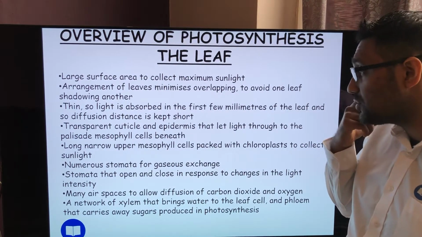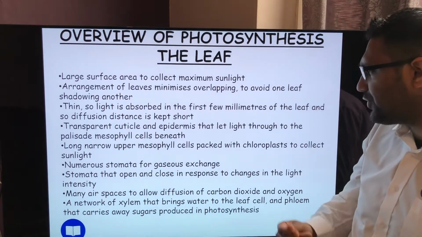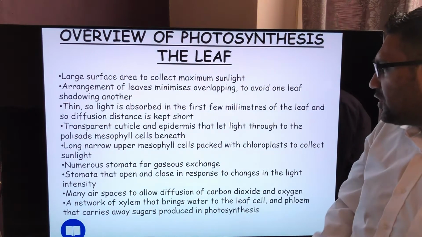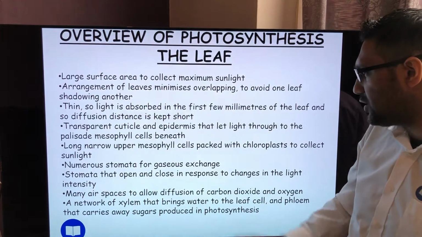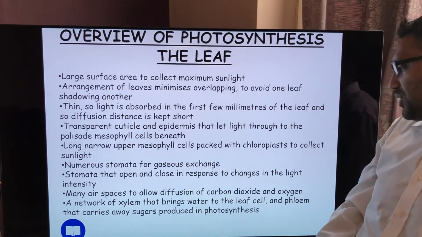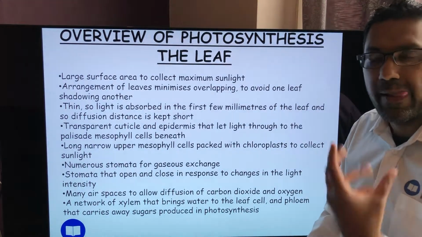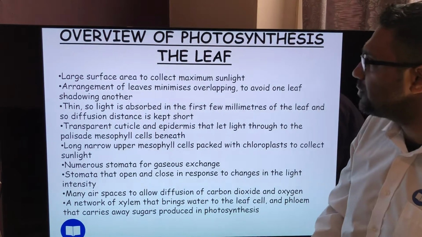And you've got lots and lots of stomata on the underside, and they can open and close depending on the light, so at night time you're not losing water for the sake of it. So you've got lots and lots of gas exchange. You've got lots of air spaces at the bottom, in the lower mesophyll, the spongy mesophyll layer, and we've got a network of xylem and phloem in the vascular bundles, so that you can transport water and minerals, and glucose from the phloem down to other parts of the plant.